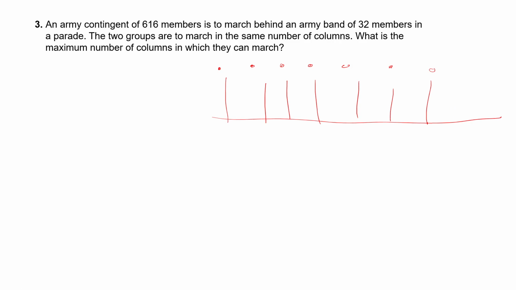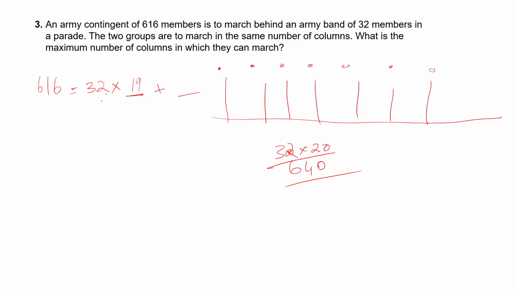So how are we going to do this? Are you going to arrange the people and count? No. Because you are a math student, you know that you can find the HCF of these two numbers to arrive at the maximum columns required. So 32 into 20, I will get 640, but that is not required. Only 616 is required.